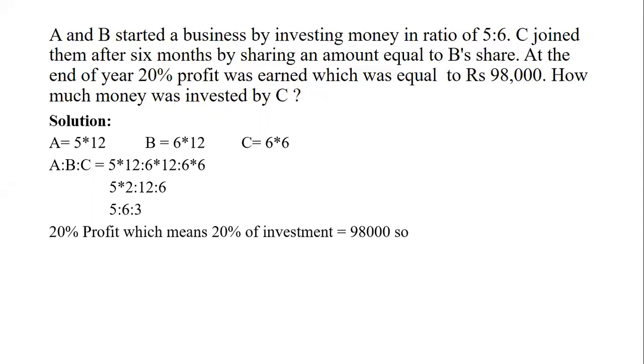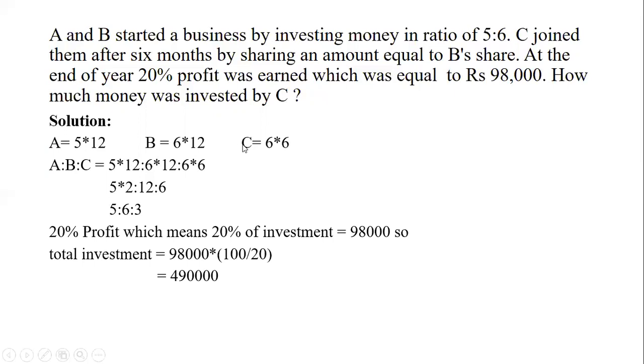And then 20 percentage of the profit, which means 20 percentage of the investment is 98,000. So we got 20 percentage profit, which is equal to 98,000. So the total investment is equal to 98,000 into 100 by 20. You will get 4,90,000.